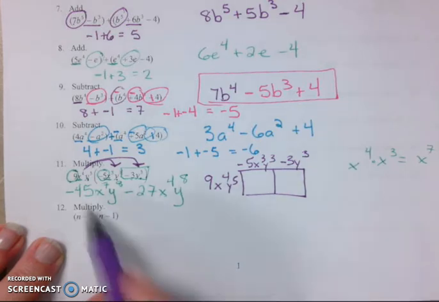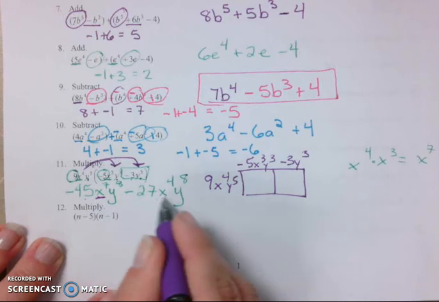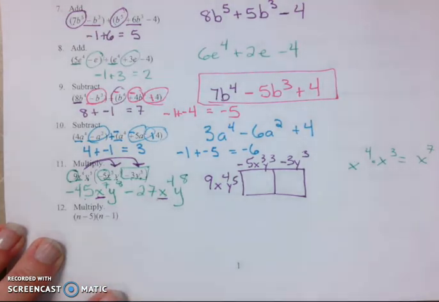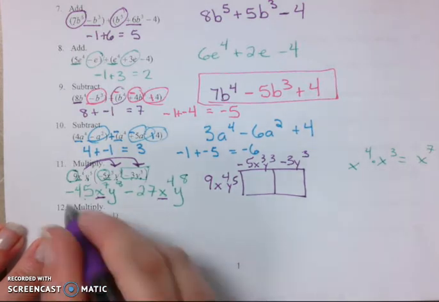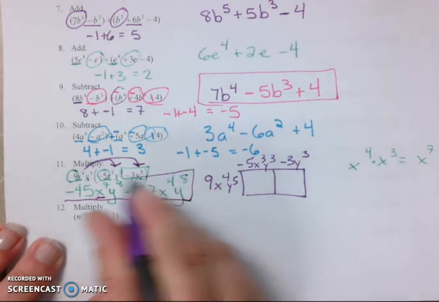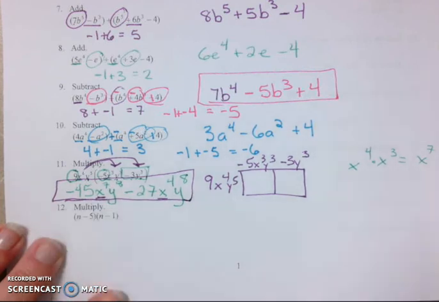Now these are unlike terms. You cannot combine these because the x's are different. If those x's had the same exponent, then we could add them or subtract them, but we cannot. So that is the answer, since those are unlike terms, because the exponents are not the same.